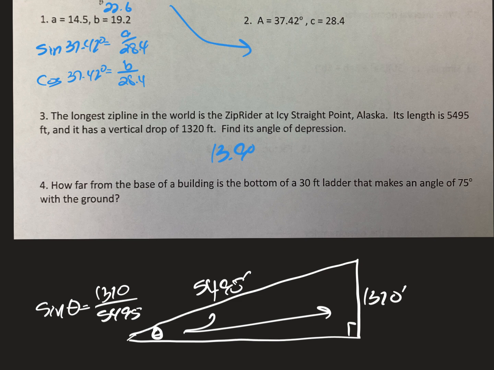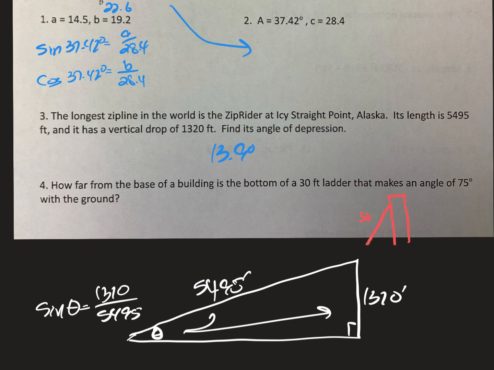And number 4, how far from the base of a building is the bottom of a ladder if it makes a 75-degree angle with the ground? And you need to make an angle with the ground for sure. So keep doing this. There we go. So here's the building. The ladder is 30 feet. It's going just like this. There's the ladder.